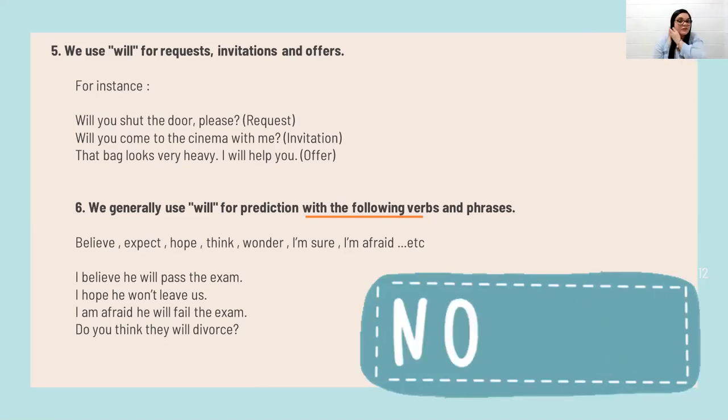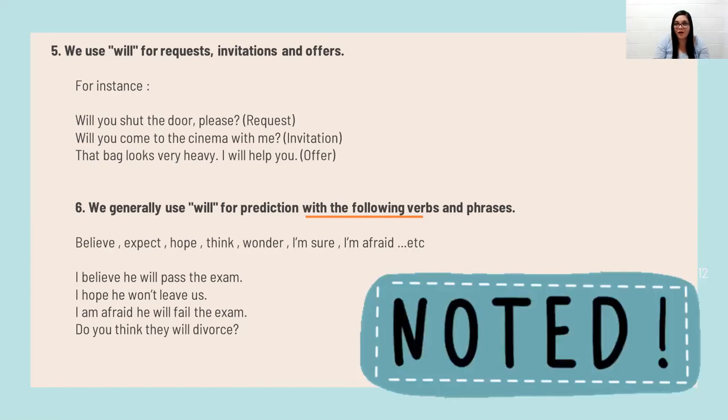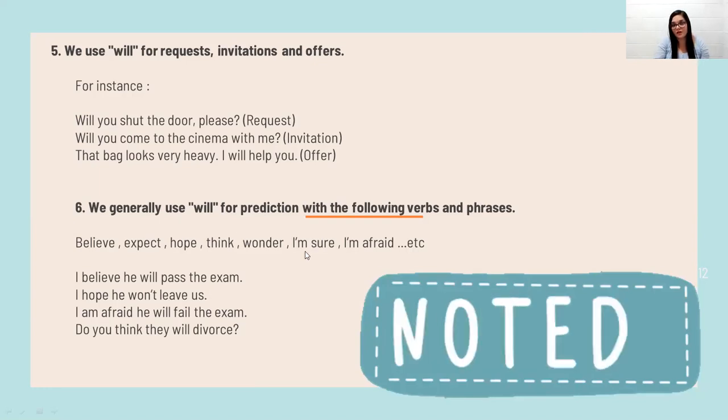We generally use will for predictions with the following verbs and phrases, as I previously said in the uses of will. We use words like believe, expect, hope, think, wonder, I'm sure, I'm afraid, etc. And these verbs or verb phrases express somehow the idea that you're not sure about it. You're just predicting that. I believe he will pass the exam. I hope he won't leave us. I'm afraid he will fail the exam. Do you think they will divorce? These examples show that we generally use will for predictions, but we will have this verb or verb phrase before the prediction we make with will.